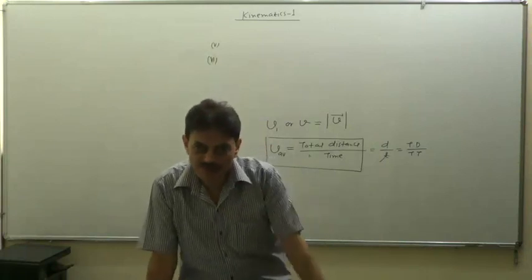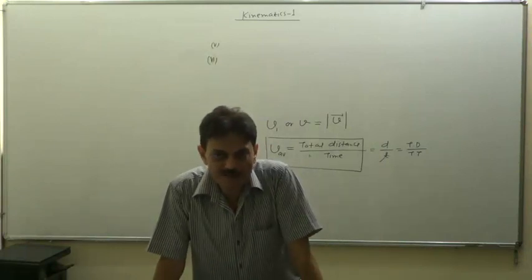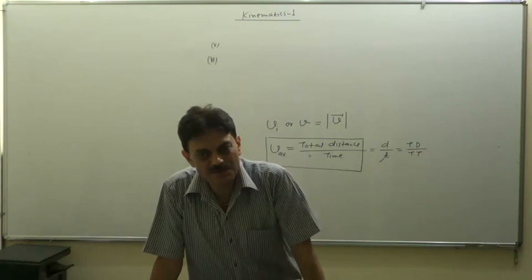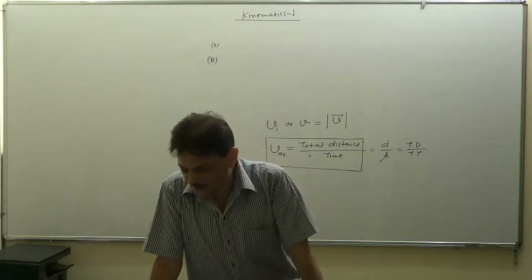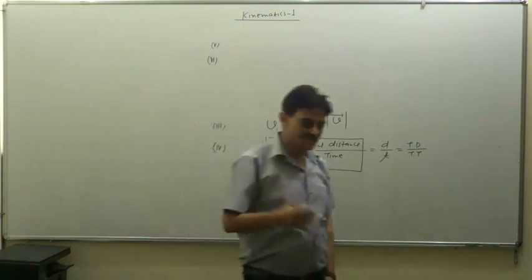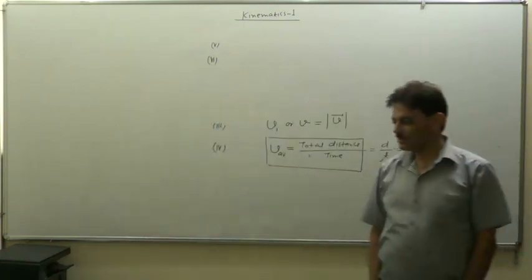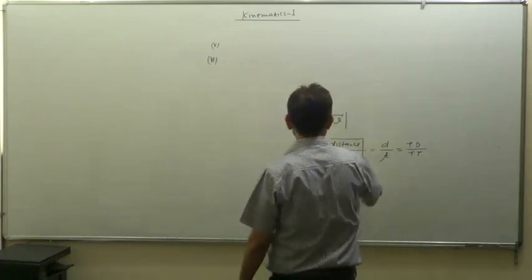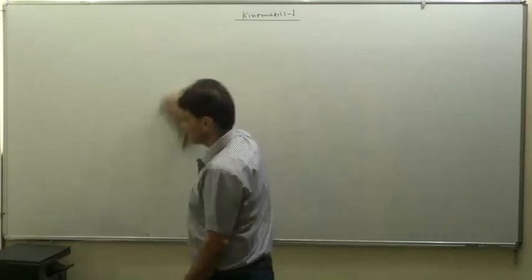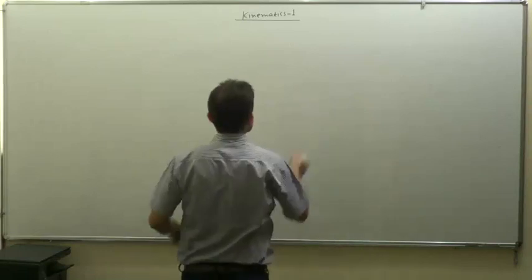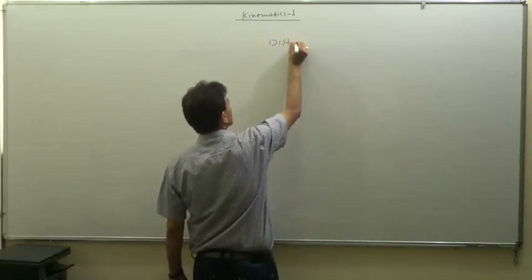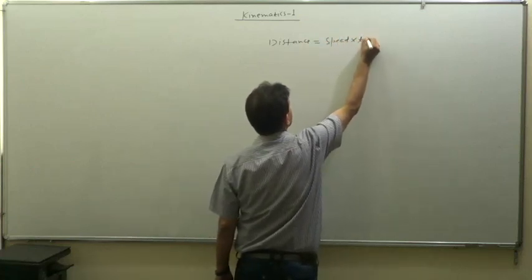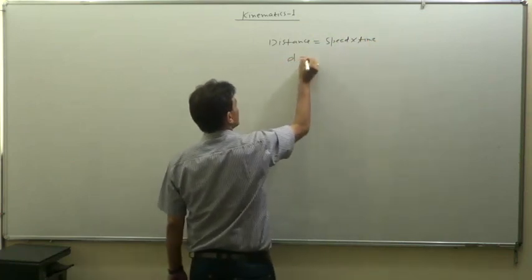Again, if the particle is moving with constant speed, then there is a direct formula: distance equal to that constant speed into time. Right? So note down. If the particle is moving with constant speed, then distance equal to speed into time, or d equal to v into t.